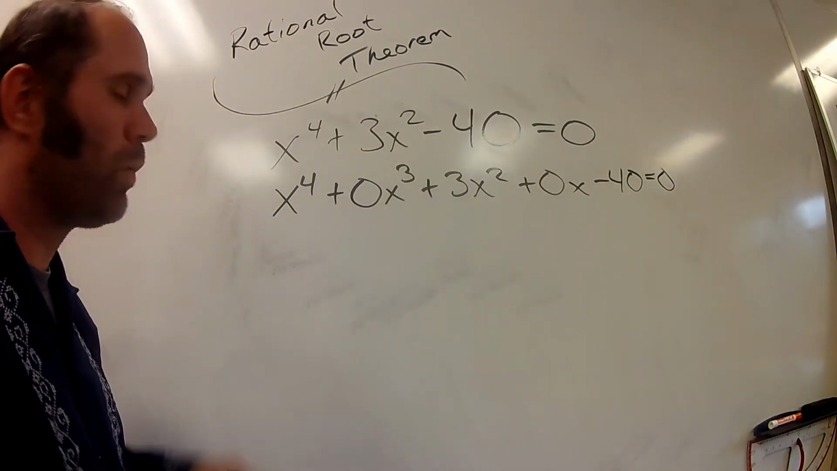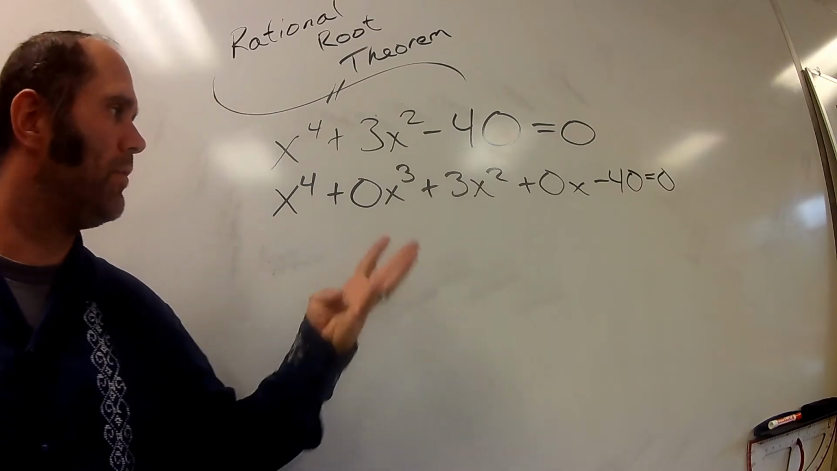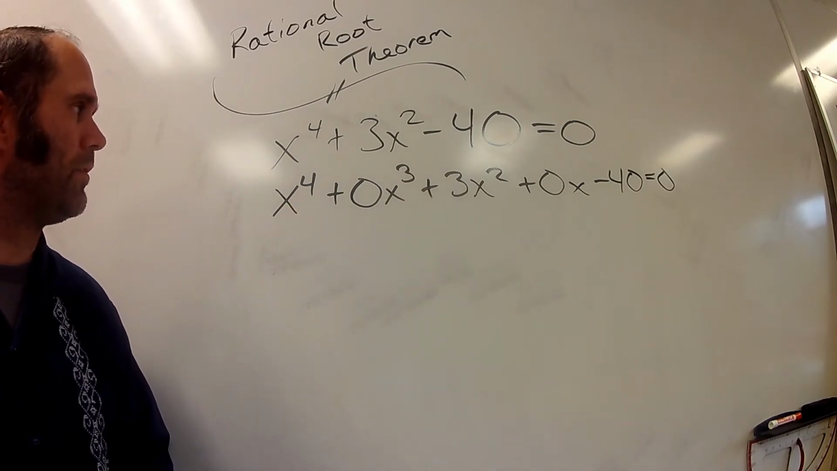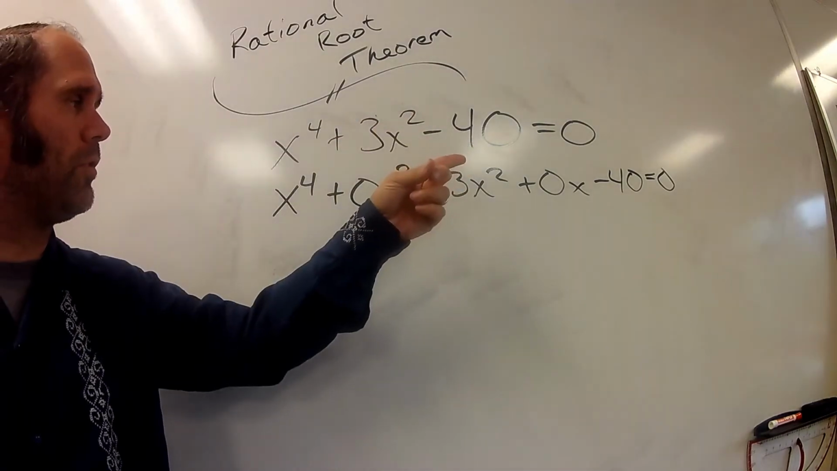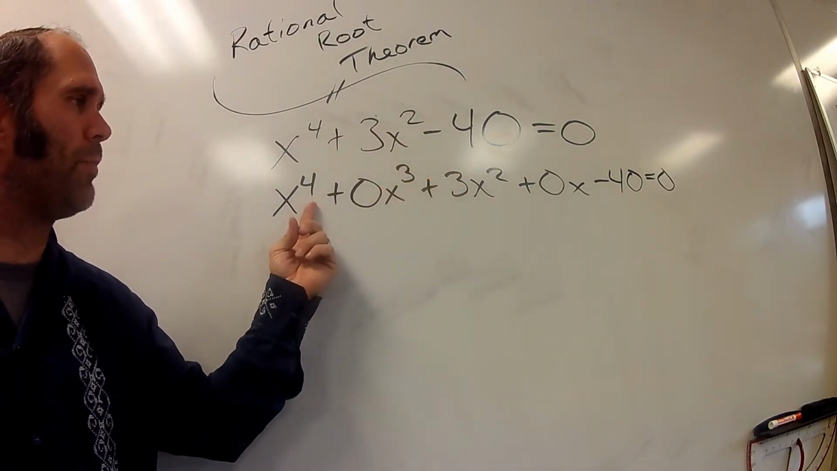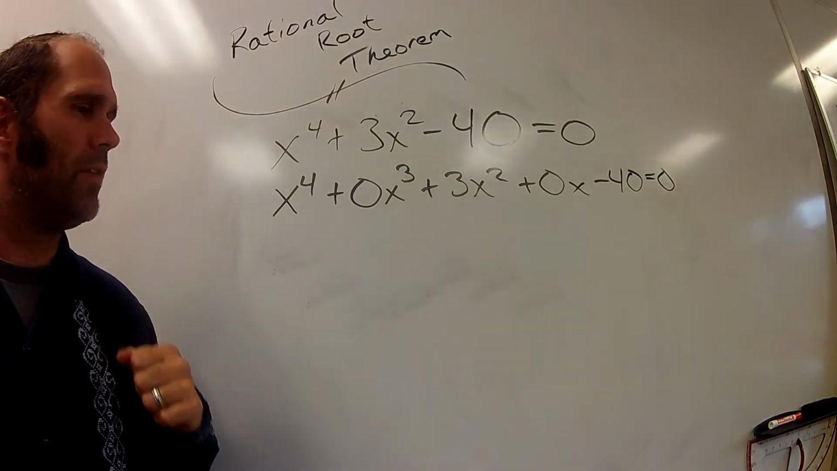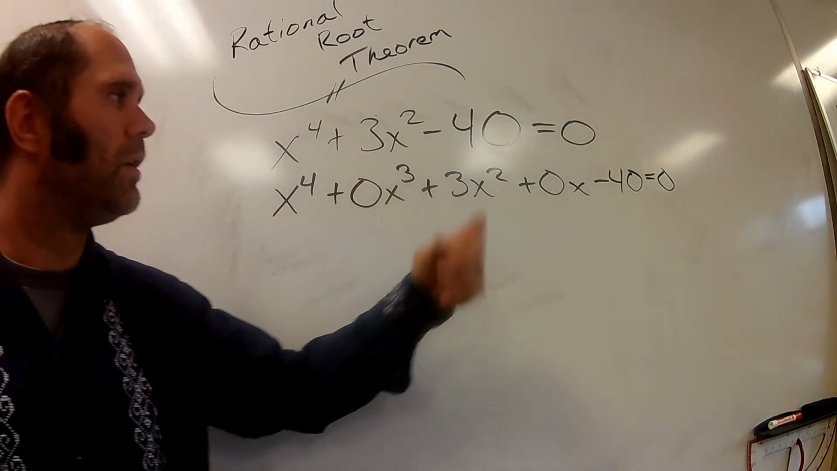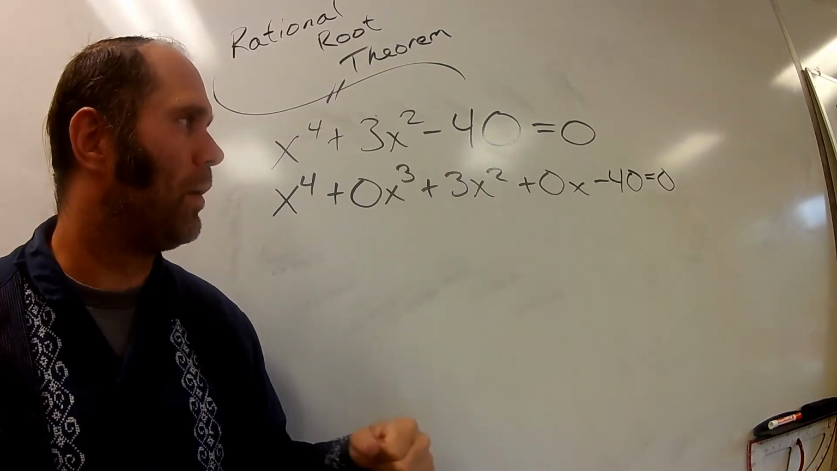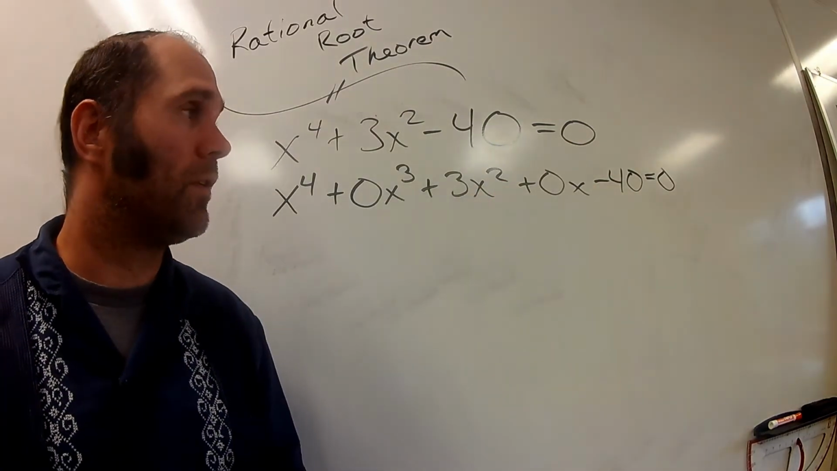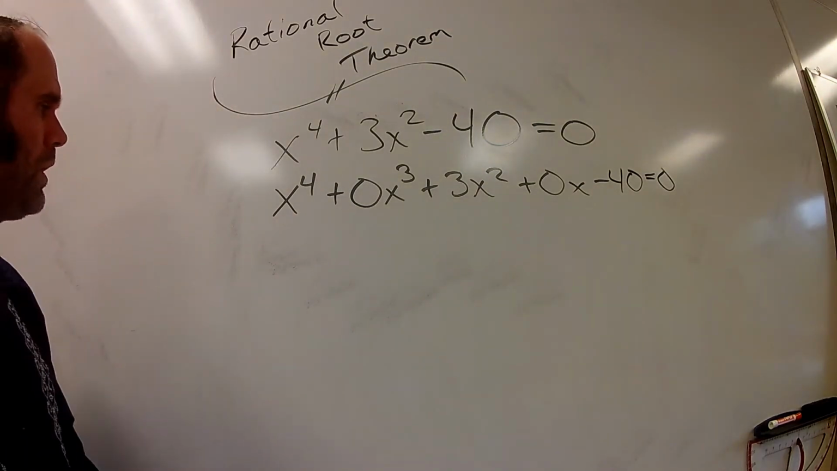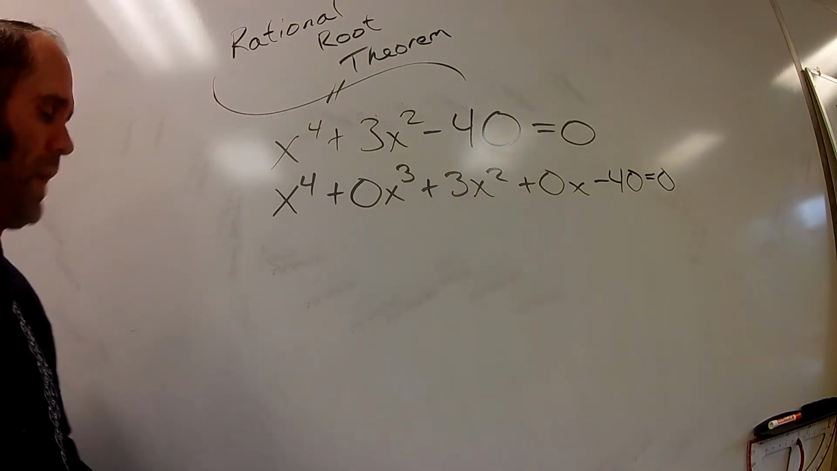So this is a quartic. Quartic means the highest exponent is 4. It's not how many terms you have, it's what the highest exponent of x is, and so that's why it's called a quartic. Cubic would be to the third power, quadratic to the second power, and then linear. If it's to the first power, we know about lines already. So we are going to find the possible rational roots.